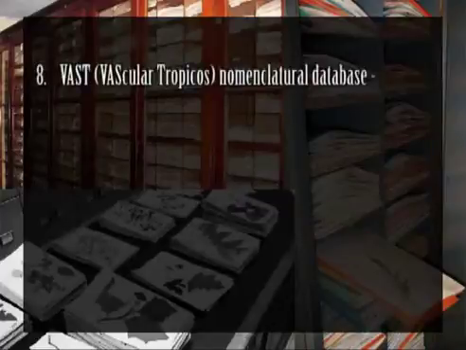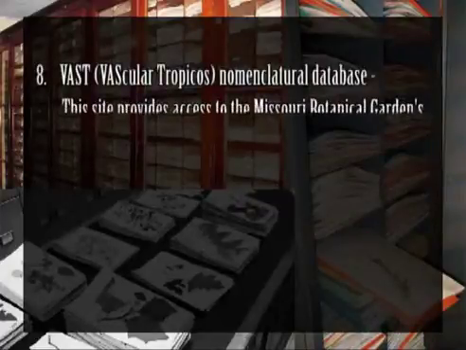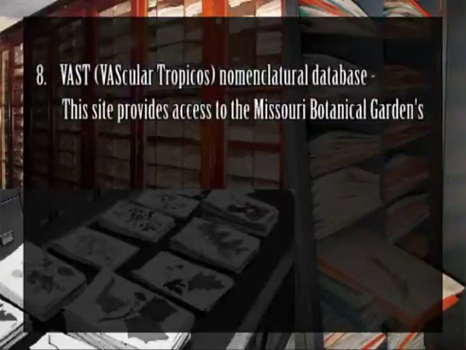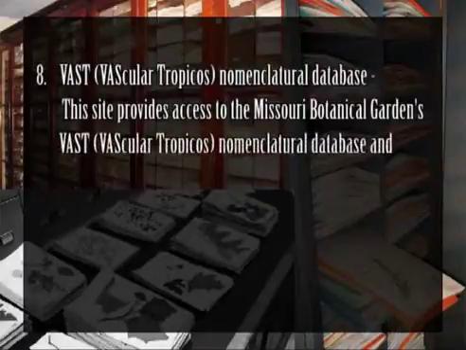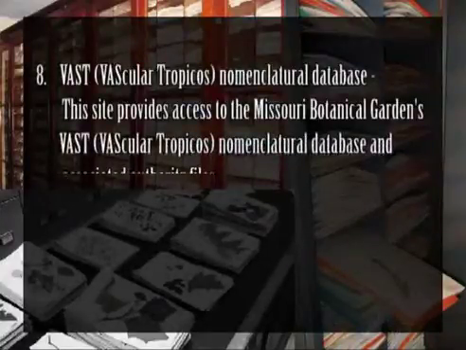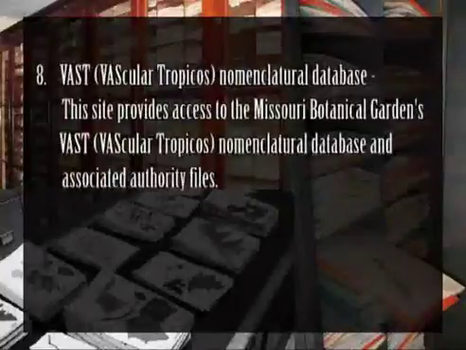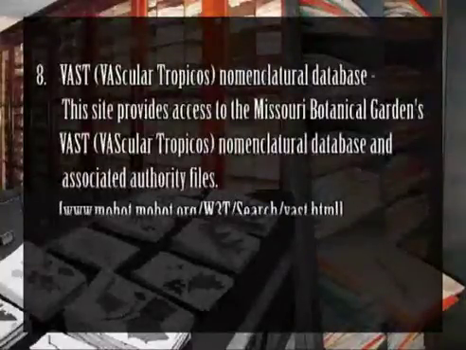We also have Vascular Tropicos, or VAST, a nomenclature database. This site provides access to the Missouri Botanical Garden's Vascular Tropicos nomenclatural database and associated authority files.